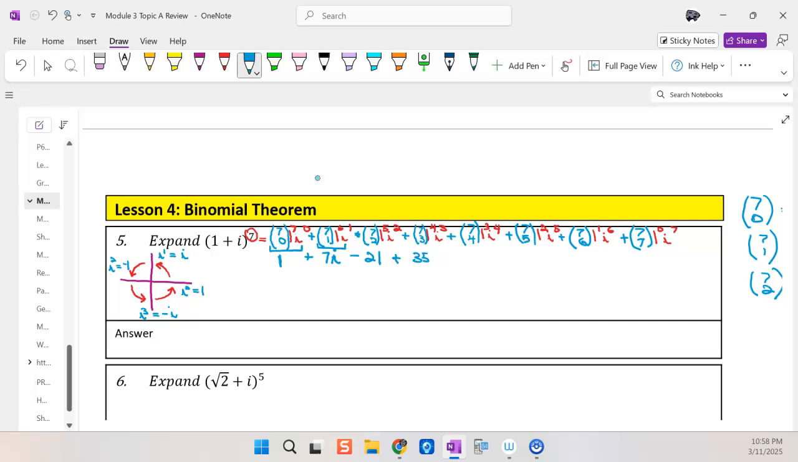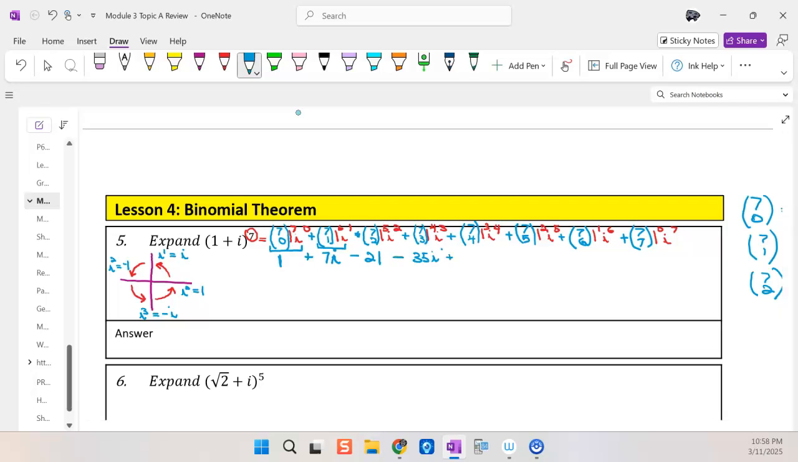okay, 7 choose 3 is 35. 1 to the 4th, just 1. i to the 3rd is negative i. So this term is also going to turn negative. So I'm going to rewrite it as minus 35i.